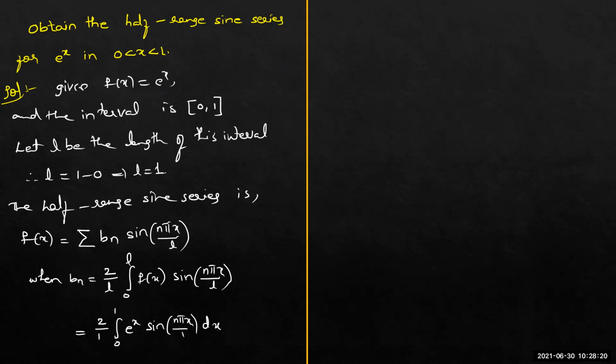And I hope you recall this formula easily. It's just like e power ax into sine bx, correct? We know the integration of e to the power of ax into sine bx is equal to e to the power of ax divided by a square plus b square into a sine bx minus b cos bx. So we take the formula like this. We need to use this formula now.